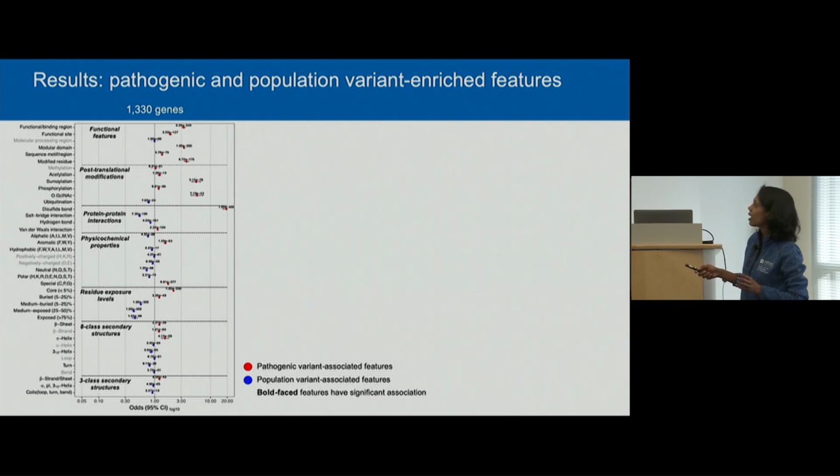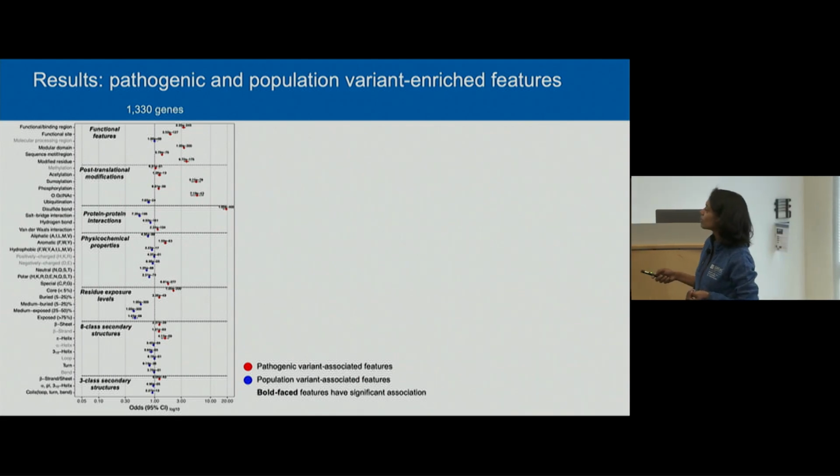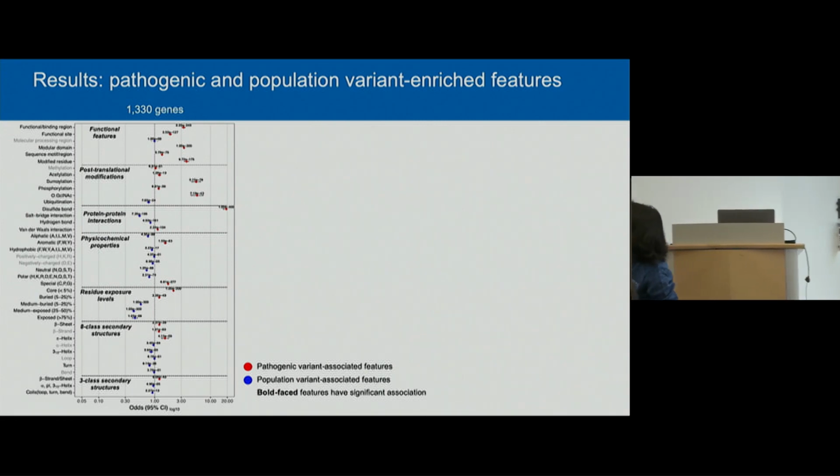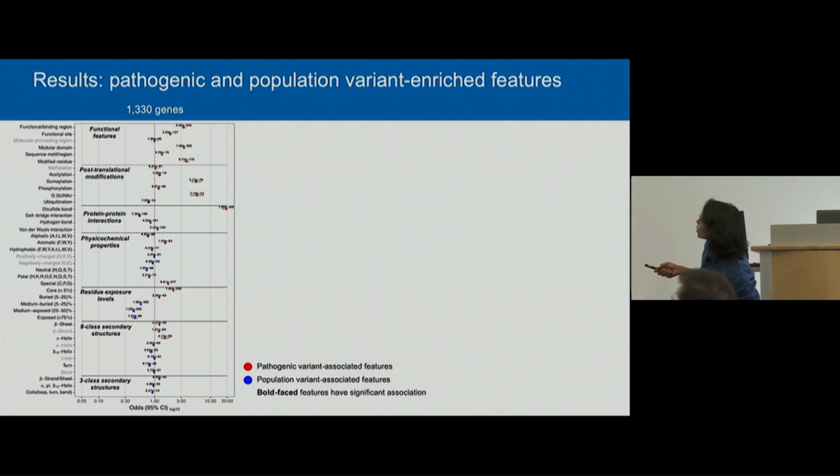When these red dots, the circles, are on the right side of this vertical line, this represents a feature that has an enrichment of pathogenic variation. And when we have the dots on the left side, then this represents the features where we have the enrichment of population variation. If it meets the cutoff, then we have the red or blue color. If it doesn't meet the significance level, then we don't have the color for it. So you can see that the labels are kind of turned off, right?